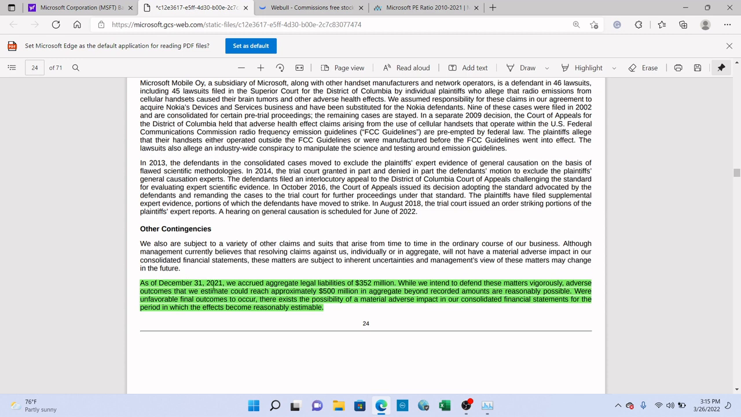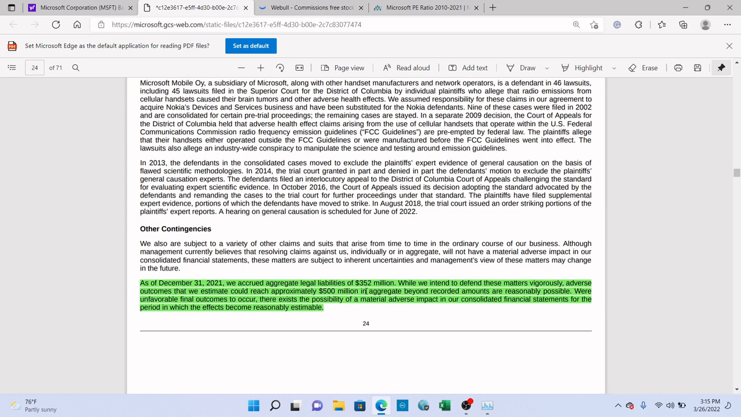As of December 31st, 2021, we accrued aggregate legal liabilities of 352 million. Now, this could approximately reach up to 500 million. Now, we saw that Microsoft makes over 90 billion. So, what is 500 million to them? I mean, it's a drop in the bucket.